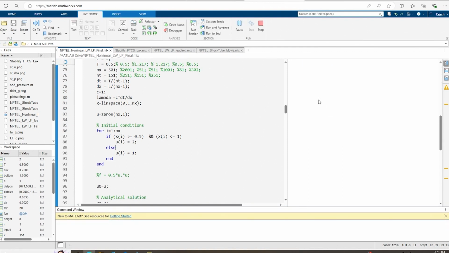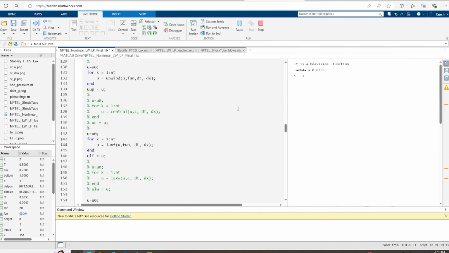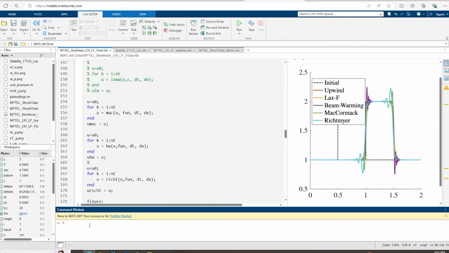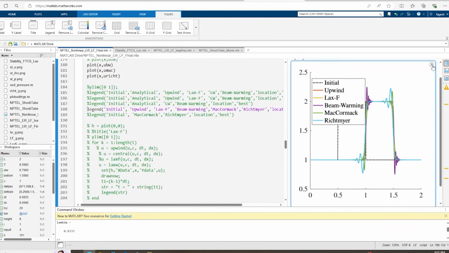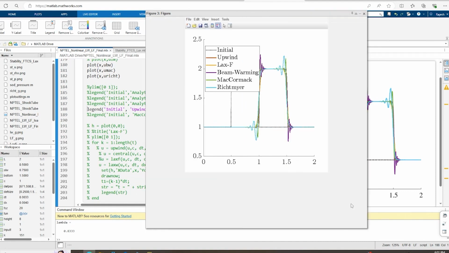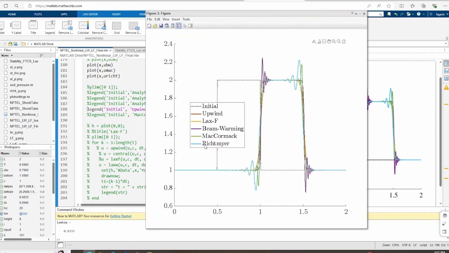Now I am using a value which is 500. Let us see what is the lambda value here. Okay, lambda is 0.833. And you can see in this case, they all basically predict it pretty well. Of course, in the Richtmyer scheme and the Lax-Friedrichs scheme, you have a lot of oscillations. This would be the analytical solution for the linear case, where it is moved to the right hand side.